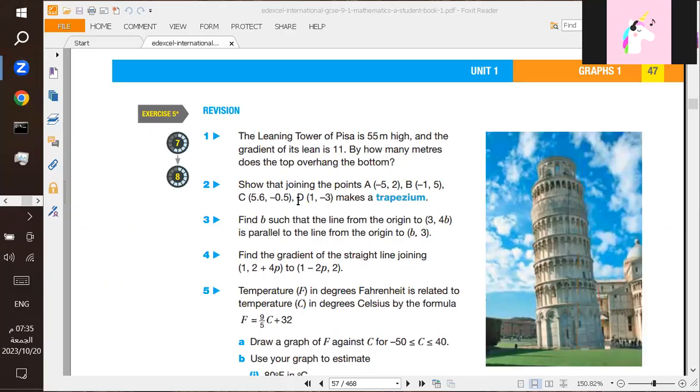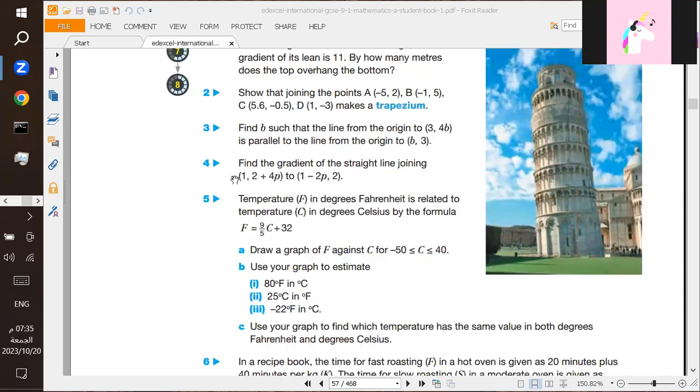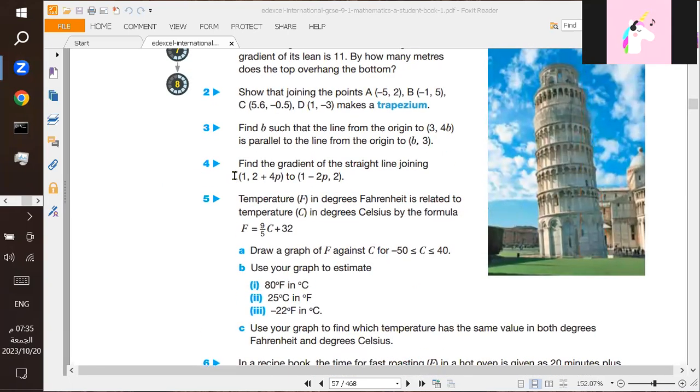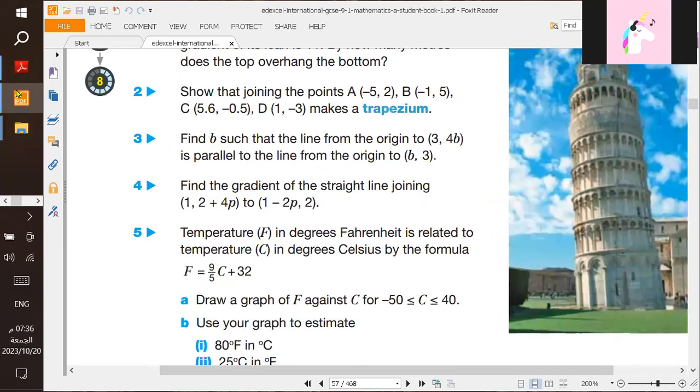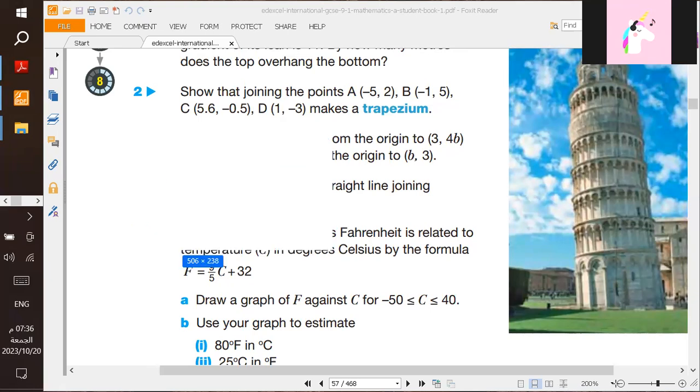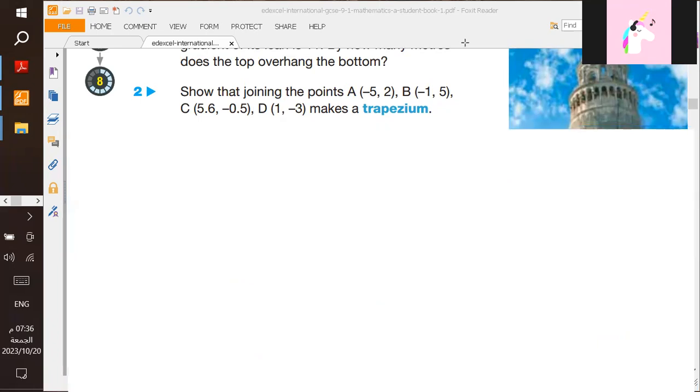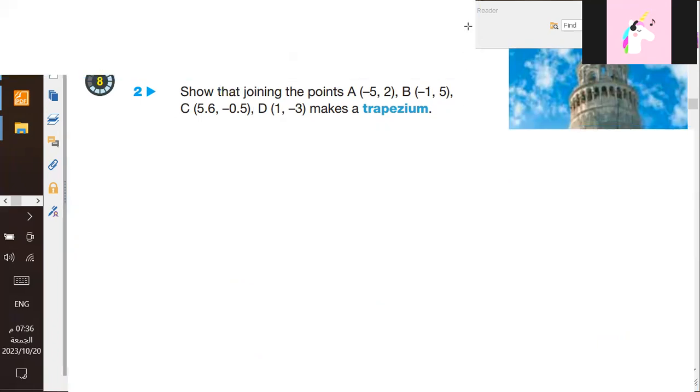Question 2, show that joining the points A, B, C, and D makes a trapezium. Makes what? Makes a trapezium. So let's take a look at how we answer this question. First, let's zoom in. Let's cover this. Make it white. Okay. Question 2, right? So we're gonna explain if these points can make a trapezium when you join them.